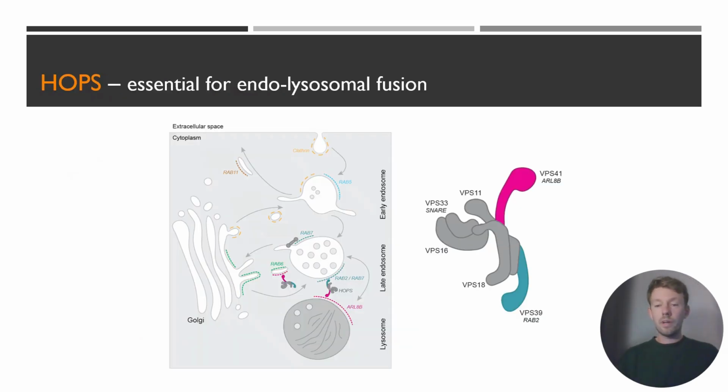In our lab, we are very interested in the HOPS complex. The HOPS complex is a six-subunit tethering complex, which is involved in the fusion of endosomes with lysosomes. However, we know little about how it is involved in the trafficking of key neuronal proteins.